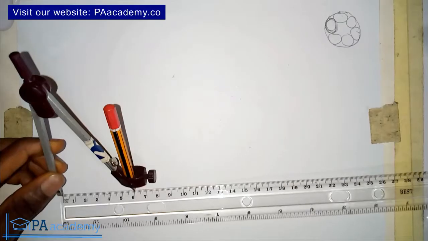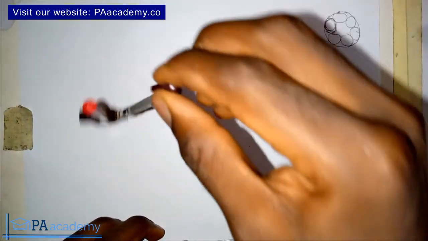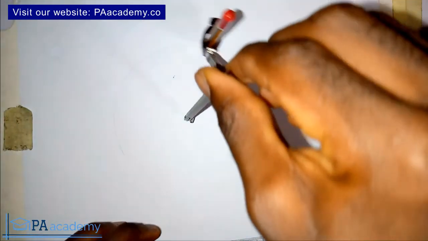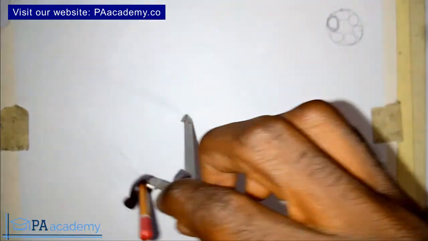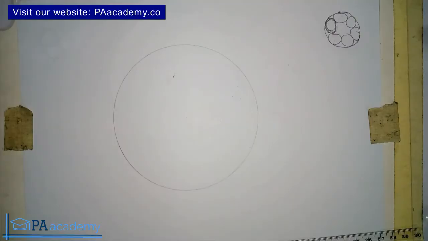So to start with, you are going to be drawing a circle. The radius of the circle doesn't really matter, but I'm just going to be using a circle with a radius of 6 centimeters. So now I already have my circle.